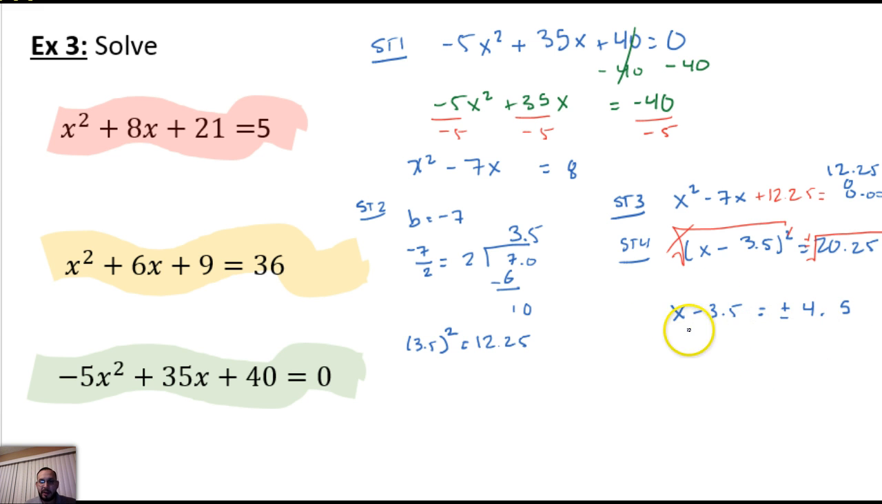So we're going to go ahead now and add 3.5 to both sides. This goes away. We get x is equal to two numbers, 3.5 minus 4.5 and 3.5 plus 4.5. When we do so, we're left with two numbers, or two roots. Our very first root would be negative 1, and our second root should be 8.